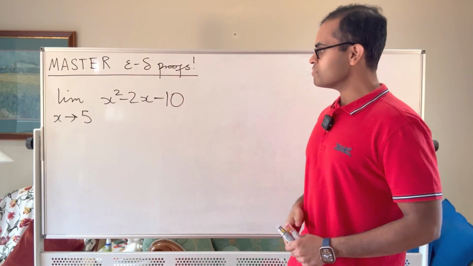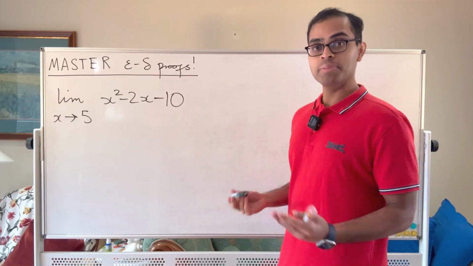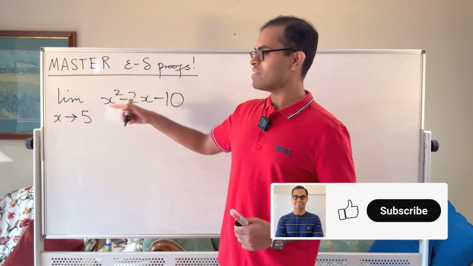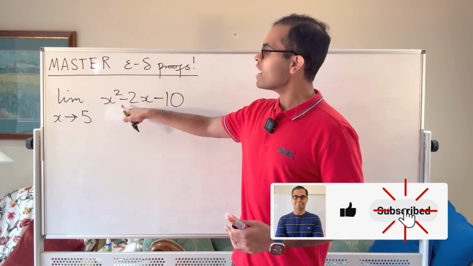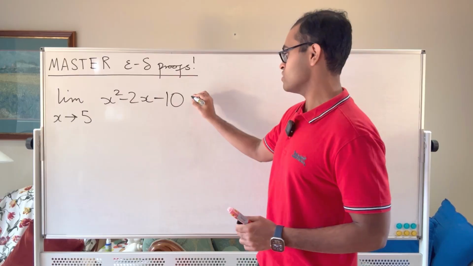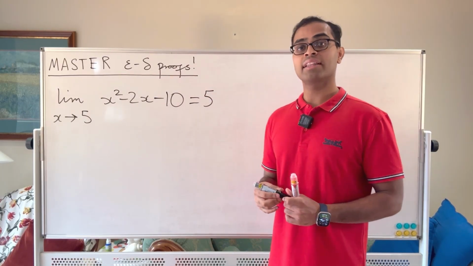So you have the limit as x goes to 5 of x squared minus 2x minus 10. The first step is to find what the limit should be, before we prove that it is that. If we plug in x equals 5, again, it's a continuous function, so you have 25 minus 2 times 5, which is 10. So 25 minus 10, which is just 5. So that's going to be our limit. And now we just need to prove that that is correct.